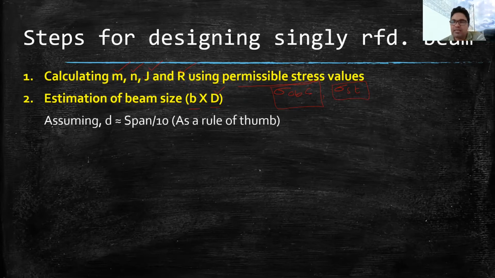So basically, as a thumb rule, generally we assume the effective depth equivalent to the span by 10. Now span is, for example, this is a beam section, and if it is resting on these supports, in between the supports, this length is called the clear span.